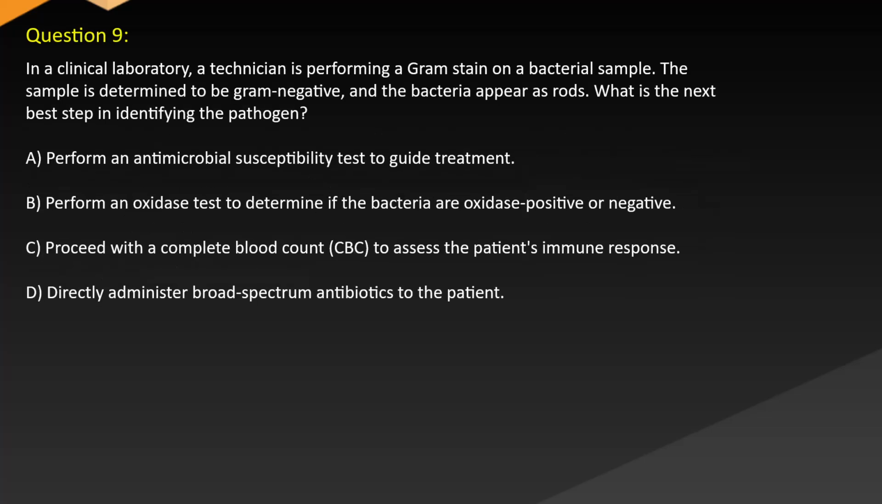Question 9. In a clinical laboratory, a technician is performing a gram stain on a bacterial sample. The sample is determined to be gram-negative, and the bacteria appear as rods. What is the next best step in identifying the pathogen? A. Perform an antimicrobial susceptibility test to guide treatment. B. Perform an oxidase test to determine if the bacteria are oxidase positive or negative. C. Proceed with a complete blood count (CBC) to assess the patient's immune response. D. Directly administer broad-spectrum antibiotics to the patient.